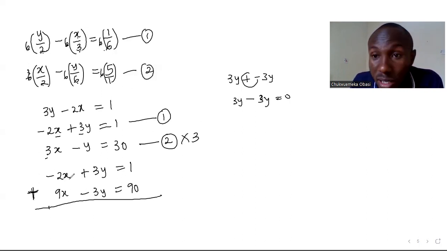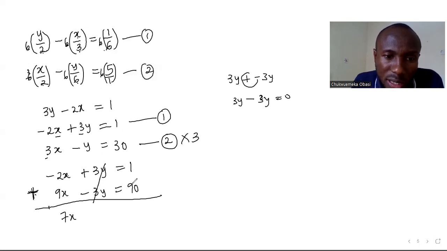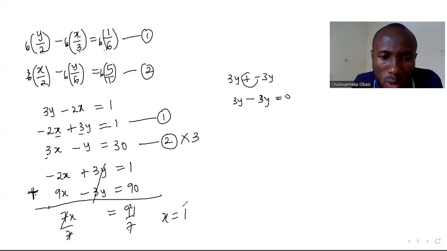So let's go ahead and finish it up. You got minus 2x plus 9x, that will give me 7x. And this will give me 0, right? So here we've got 1 plus 90, that's 91. And now you divide everybody by 7. So these cancel out. So definitely x is equal to 91 over 7. 7 in 9 is 1 remainder 2. And 7 in 21 is 3. So x is equal to 13.